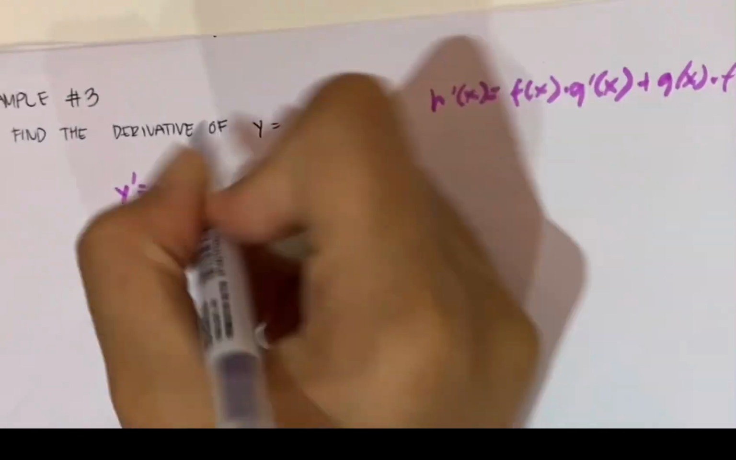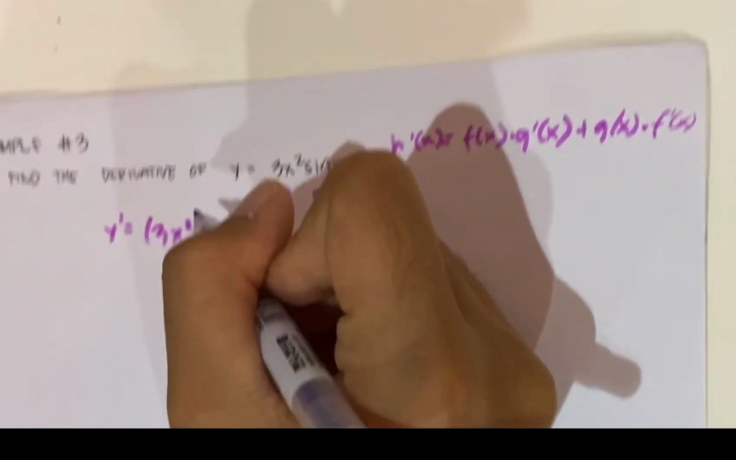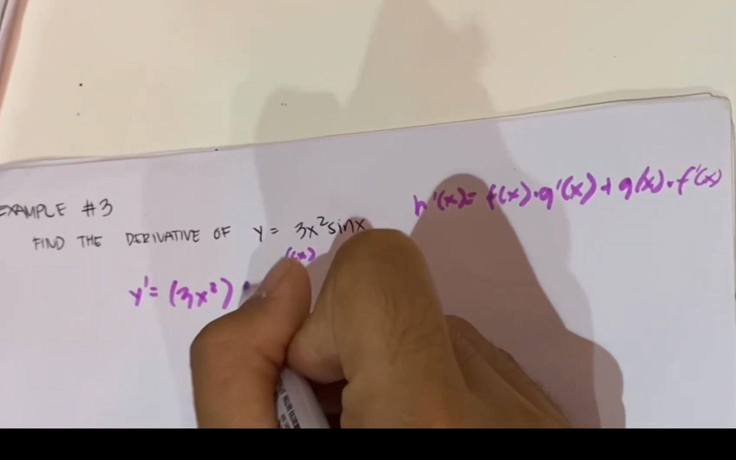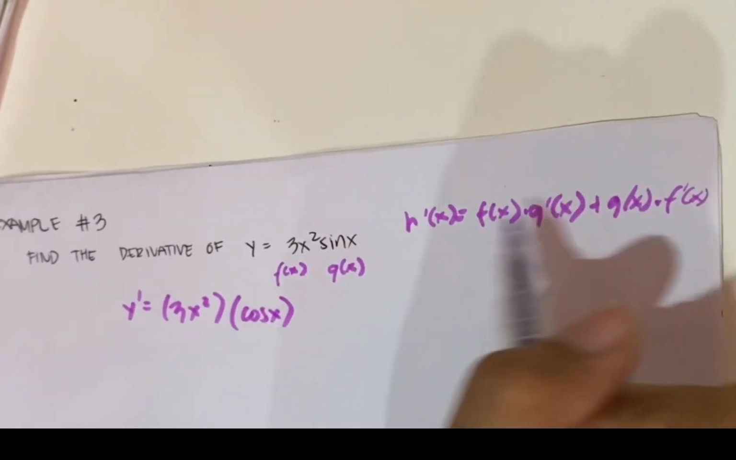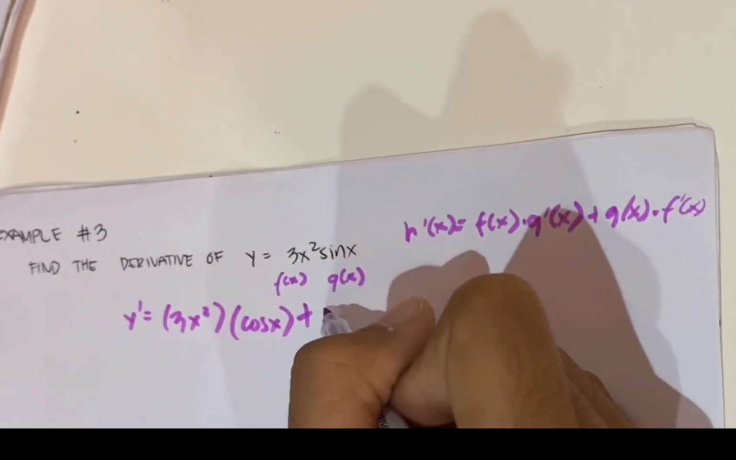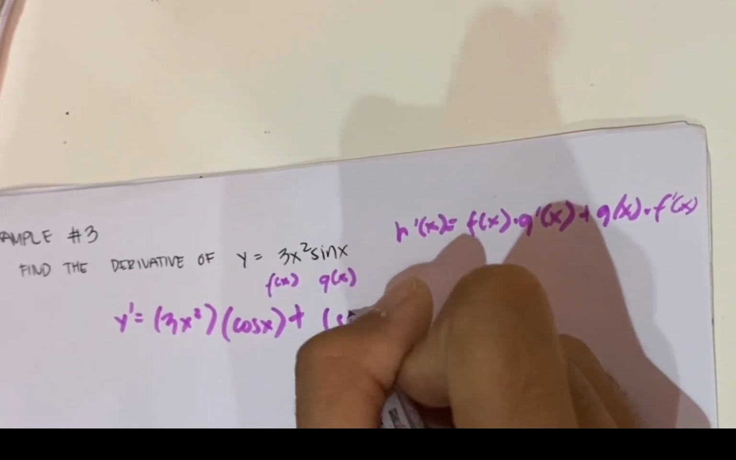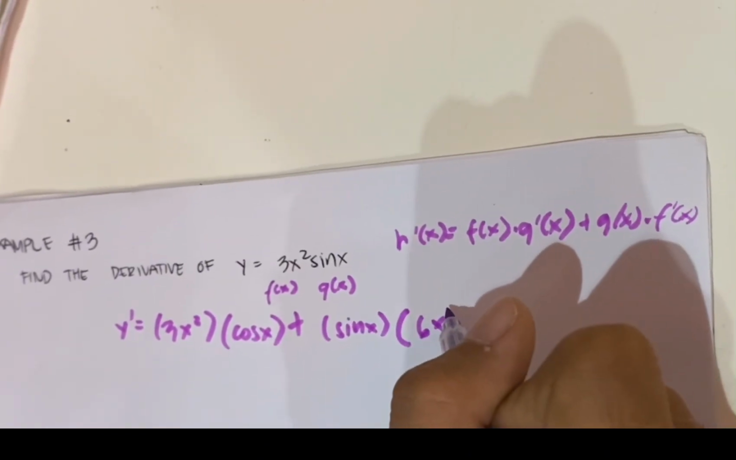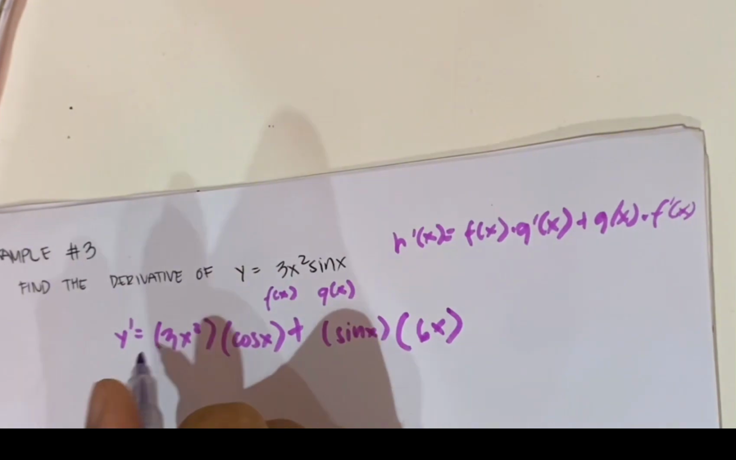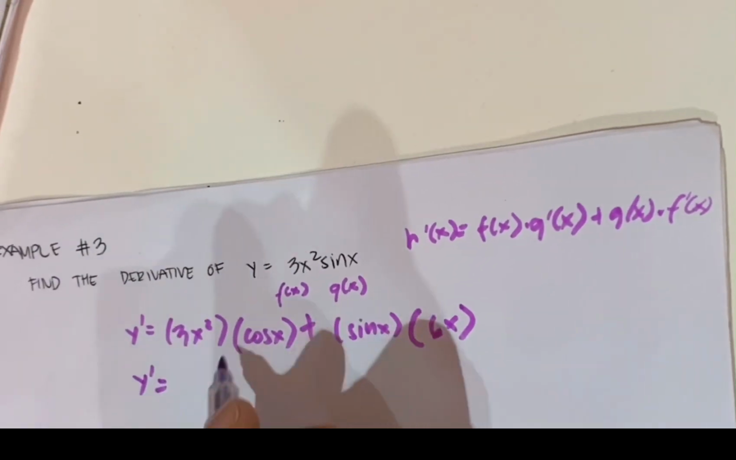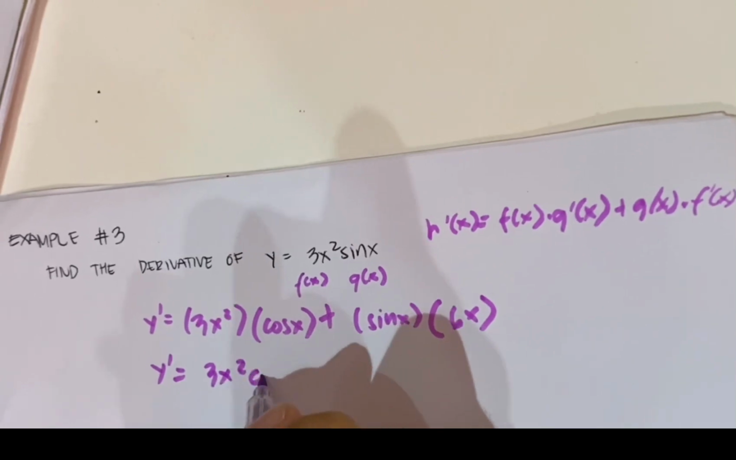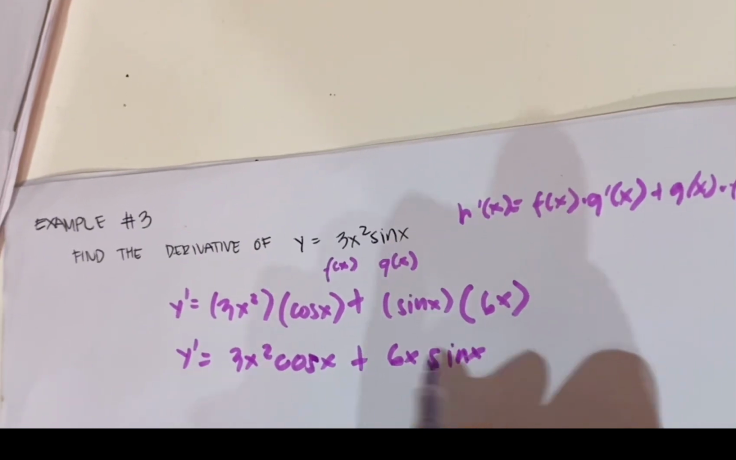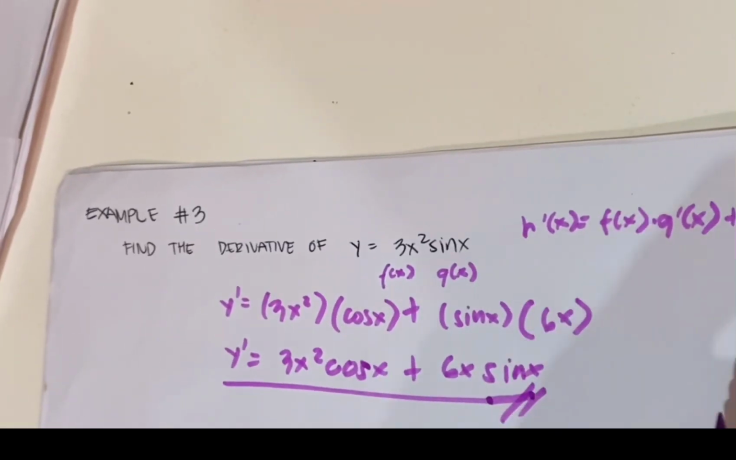So y prime is equal to f of x, 3x squared, times the g of x prime, so the derivative of sine x will be cosine x, plus g of x, just copy the sine x, times our f of x prime, which will be 2 times 3 is equal to 6x. And then simplify. y prime is equal to 3x squared cosine x plus 6x sine x. So that will be the final answer.